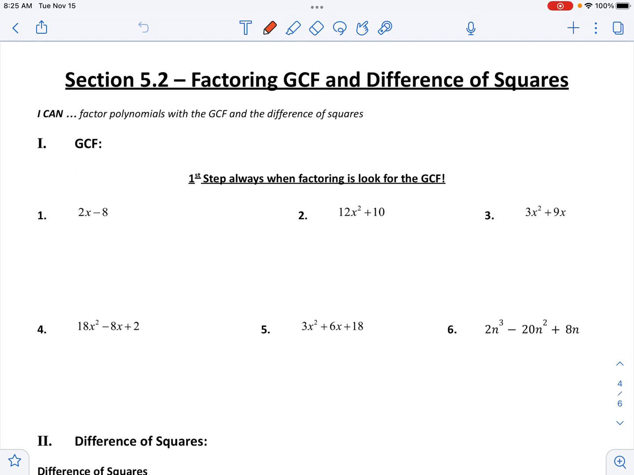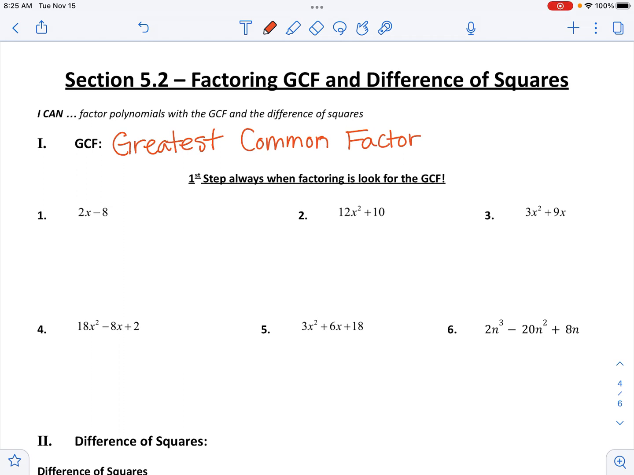All right, so to start, we're going to talk about a GCF, and GCF stands for greatest common factor. Okay, so that just means we're looking at what all of the terms have in common, and we're taking out everything they have in common, not just some of the things. Because it says greatest common factor, we want to take out everything they have in common.